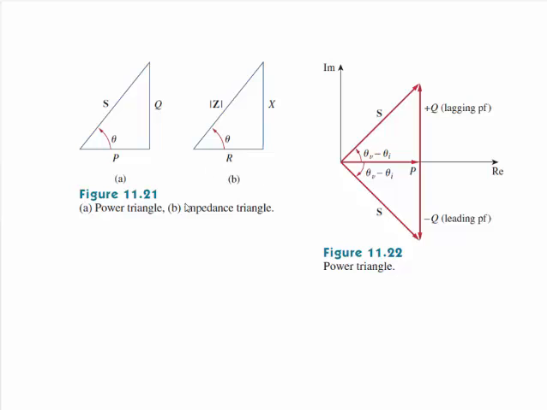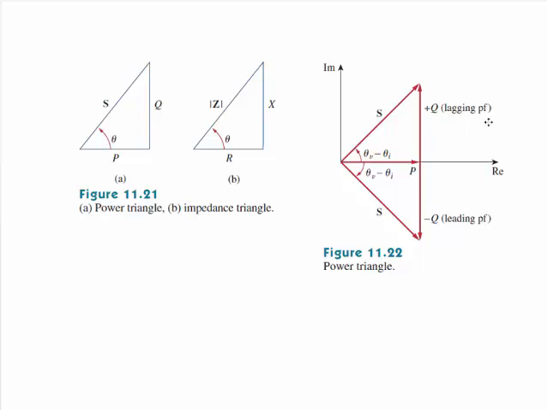If X is positive, it's an inductive circuit. If X is negative, it's a capacitive circuit. So here we say positive Q is a lagging power factor, and negative Q is a leading power factor. But you have to again relate it to who's leading or who's lagging.